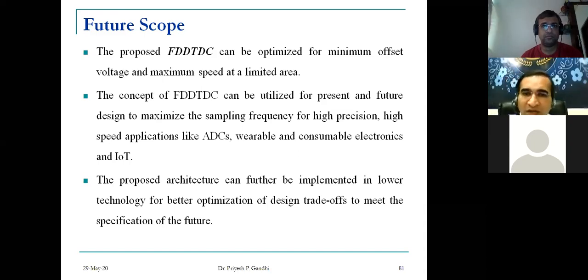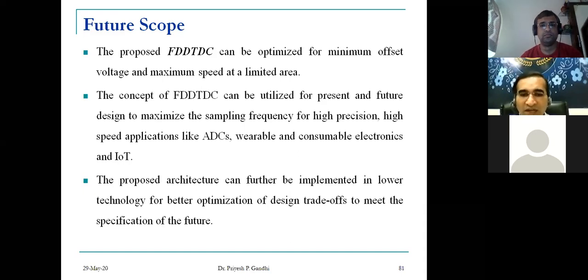So again, what we can do in future: the proposed FDD TDC can be optimized for minimum offset voltage and maximum speed at limited area. So we can again reduce the offset a little bit and increase the speed. This concept can be taken into other designs also, future and past designs, and it is applicable for consumer electronics and IoT also, because IoT also needs to compare signals. So ultimately it is again an analog to digital converter.